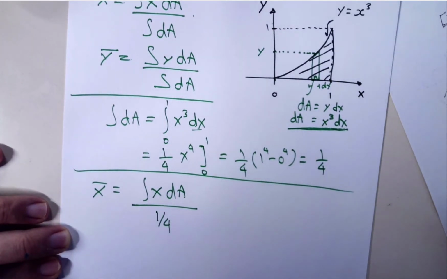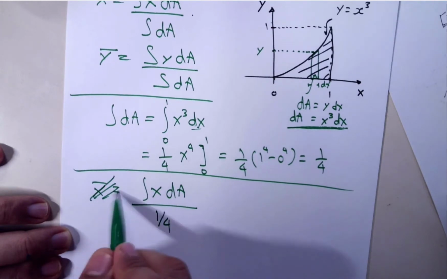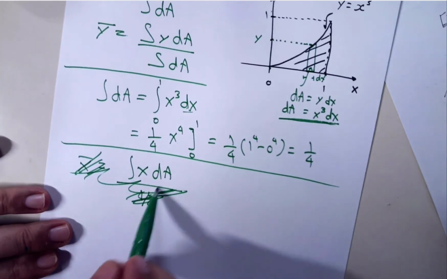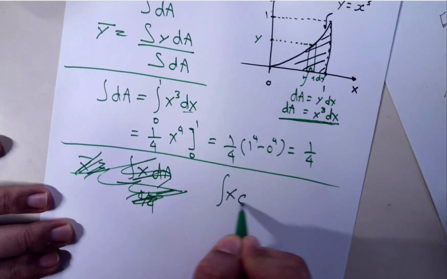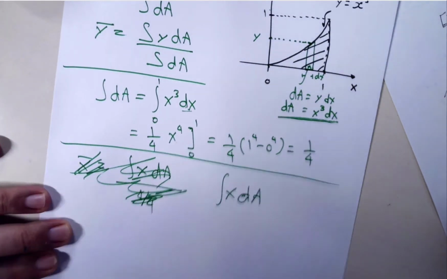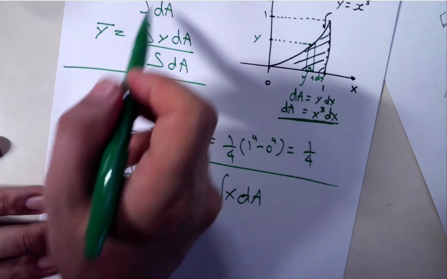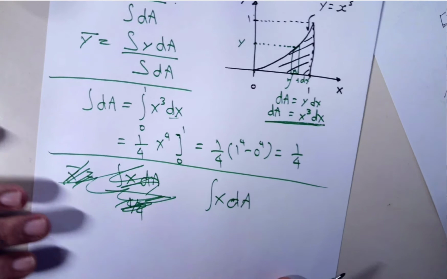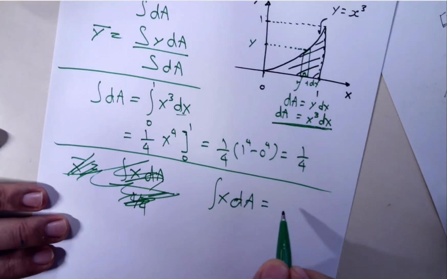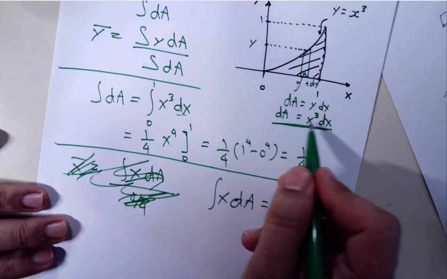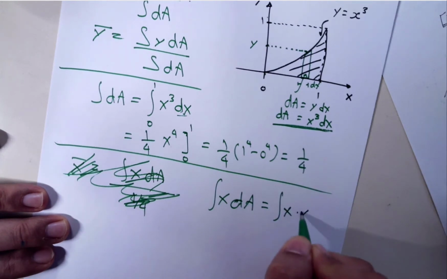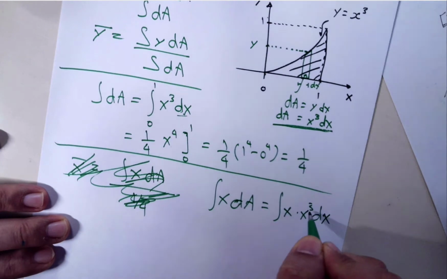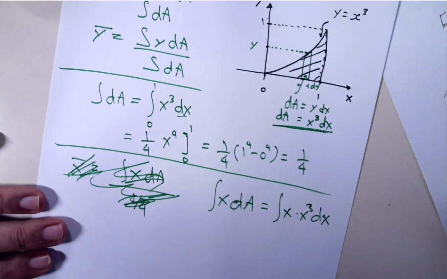I must not do this immediately. Let me just take it slowly. Let's say I want to calculate this magnitude from this equation, the top one, the numerator. So this is equal to x, and dA is equal to x cubed dx.